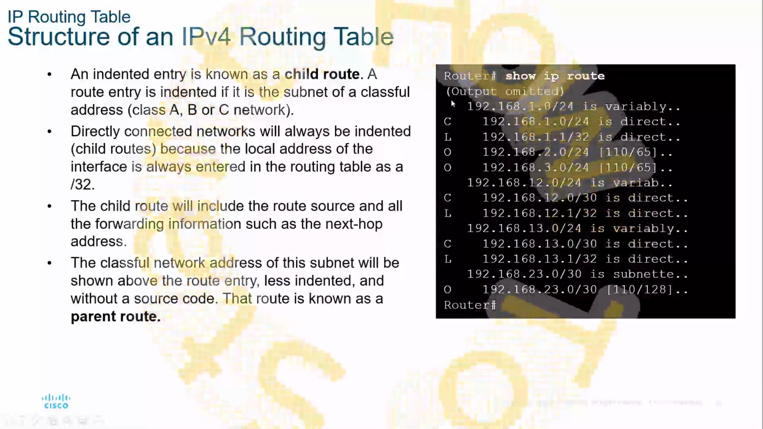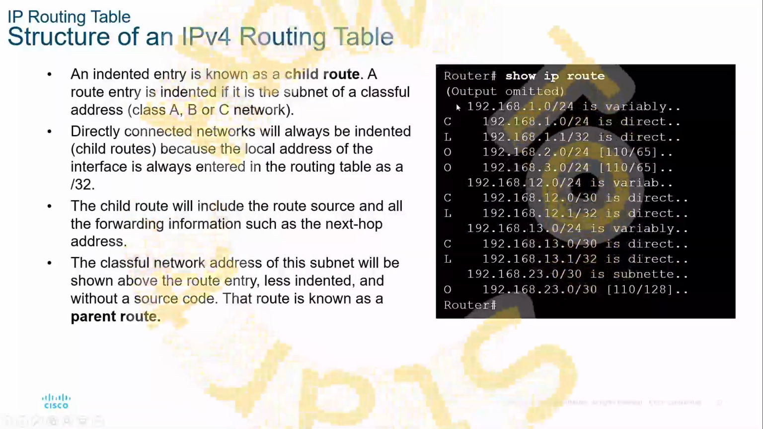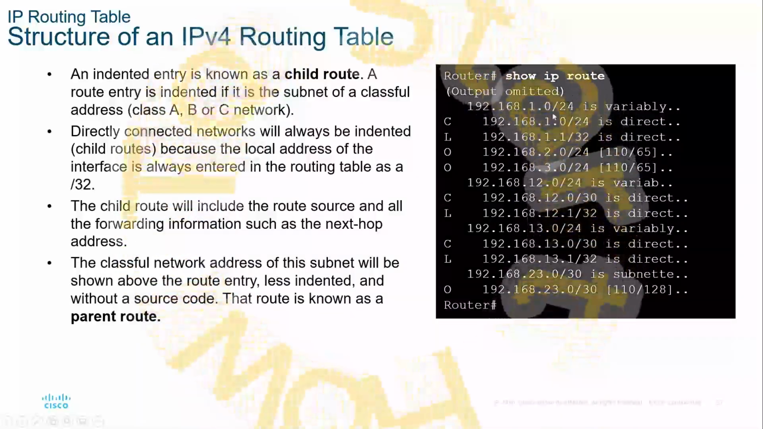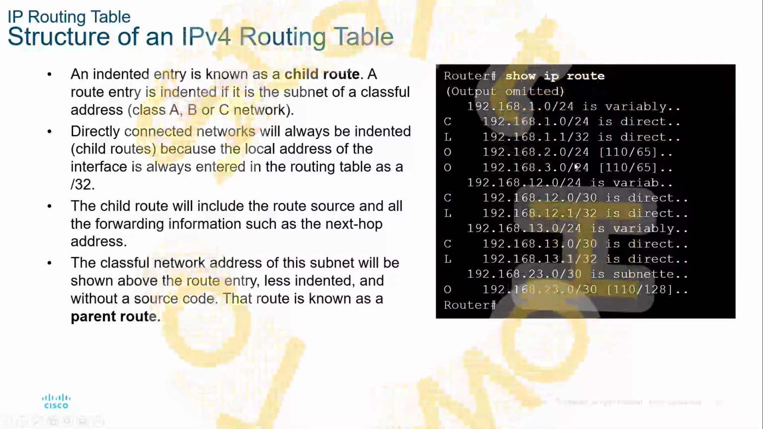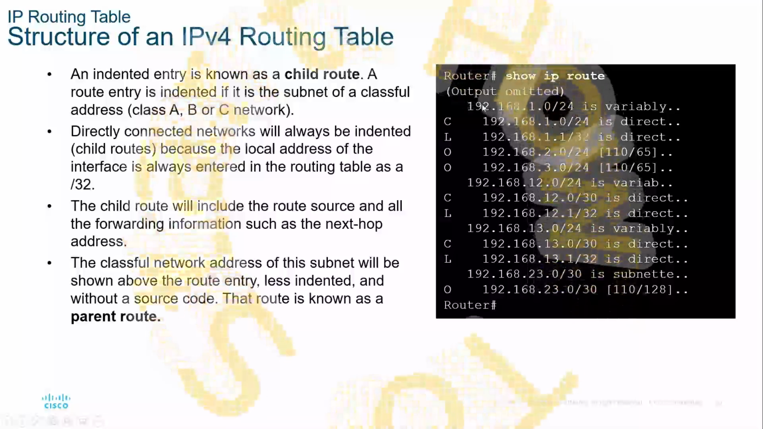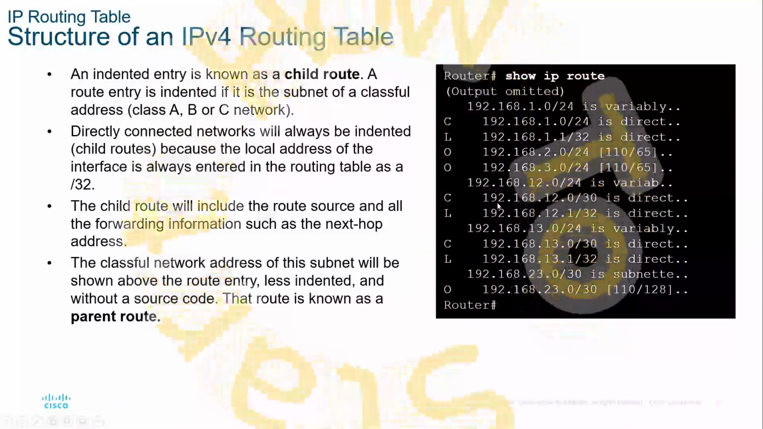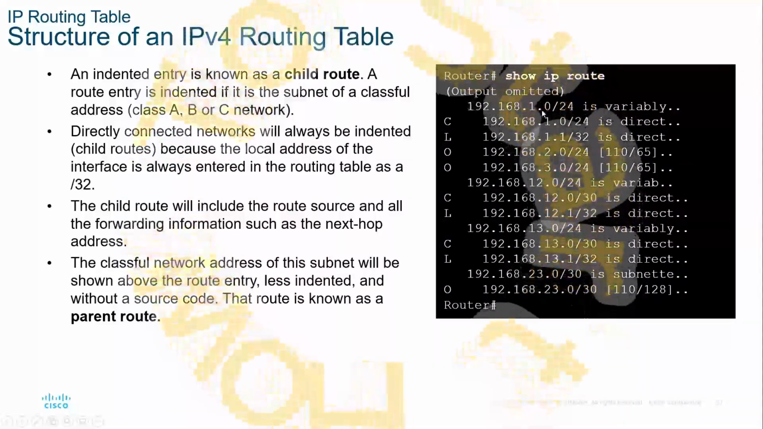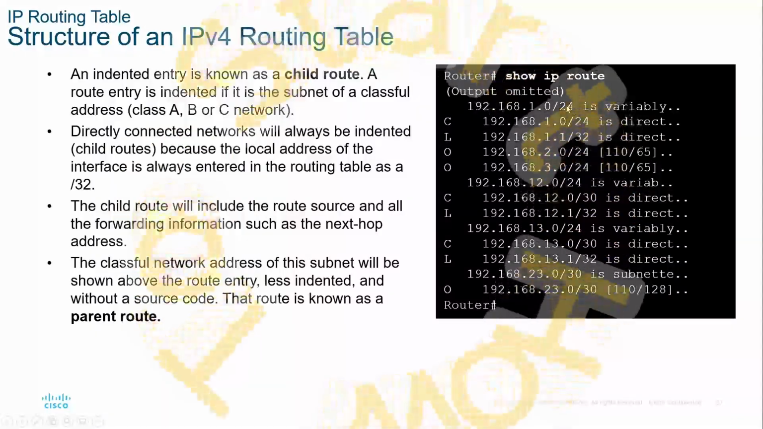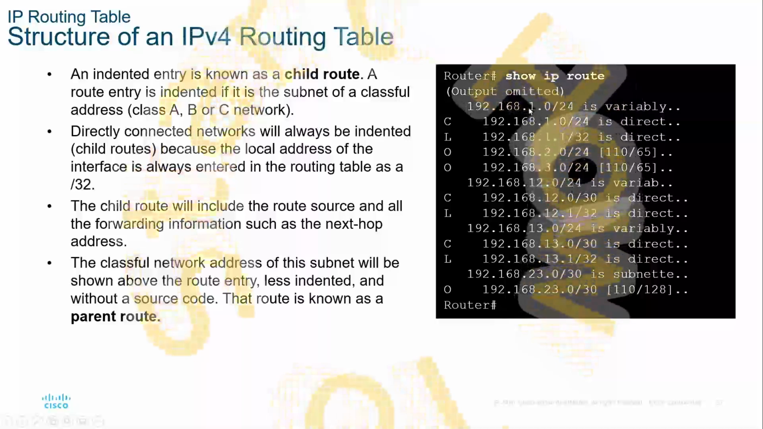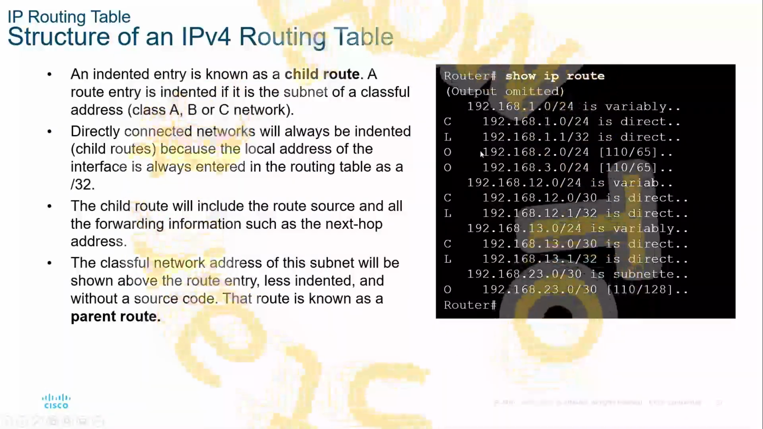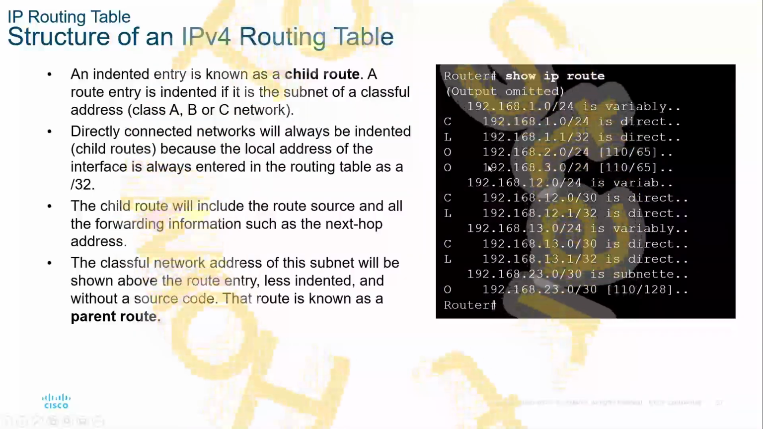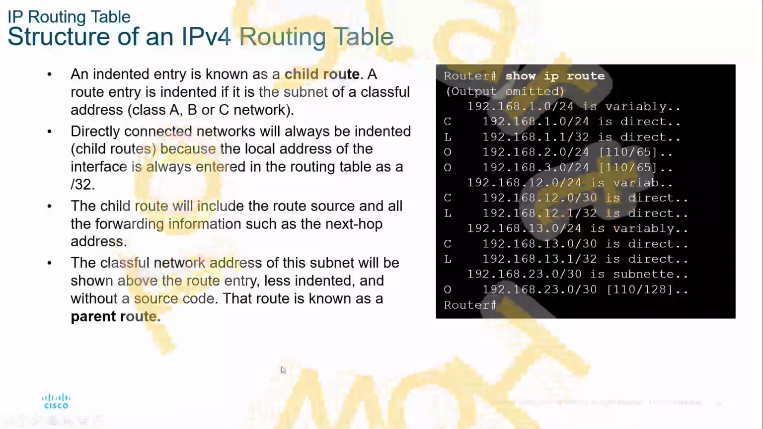So here, this is a classful address /24. Notice this will be the parent route. These are indented. These are child routes of this parent route. Same thing with this. This is the parent, these are the children. Parent, children, and so forth. What's interesting here is we have a /24. That means the first 3 octets should be identical. But here we have 2 routes that are learned that are not in that network. So that's kind of interesting.